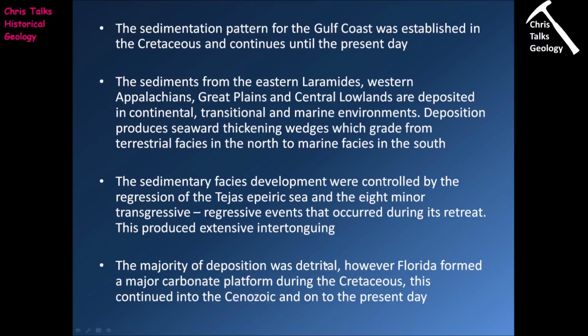In terms of the majority of the sediment being deposited as part of the Tejas Epeiric Sea, most of it was detrital, and it was coming from the erosion of the Rockies and the western side of the Appalachian Highlands. However, the area which we now call Florida formed a major carbonate platform. So in that area you had nice clear warm water, there wasn't a lot of detrital sediment coming into that area, and so it was essentially the perfect conditions for the development of carbonates.